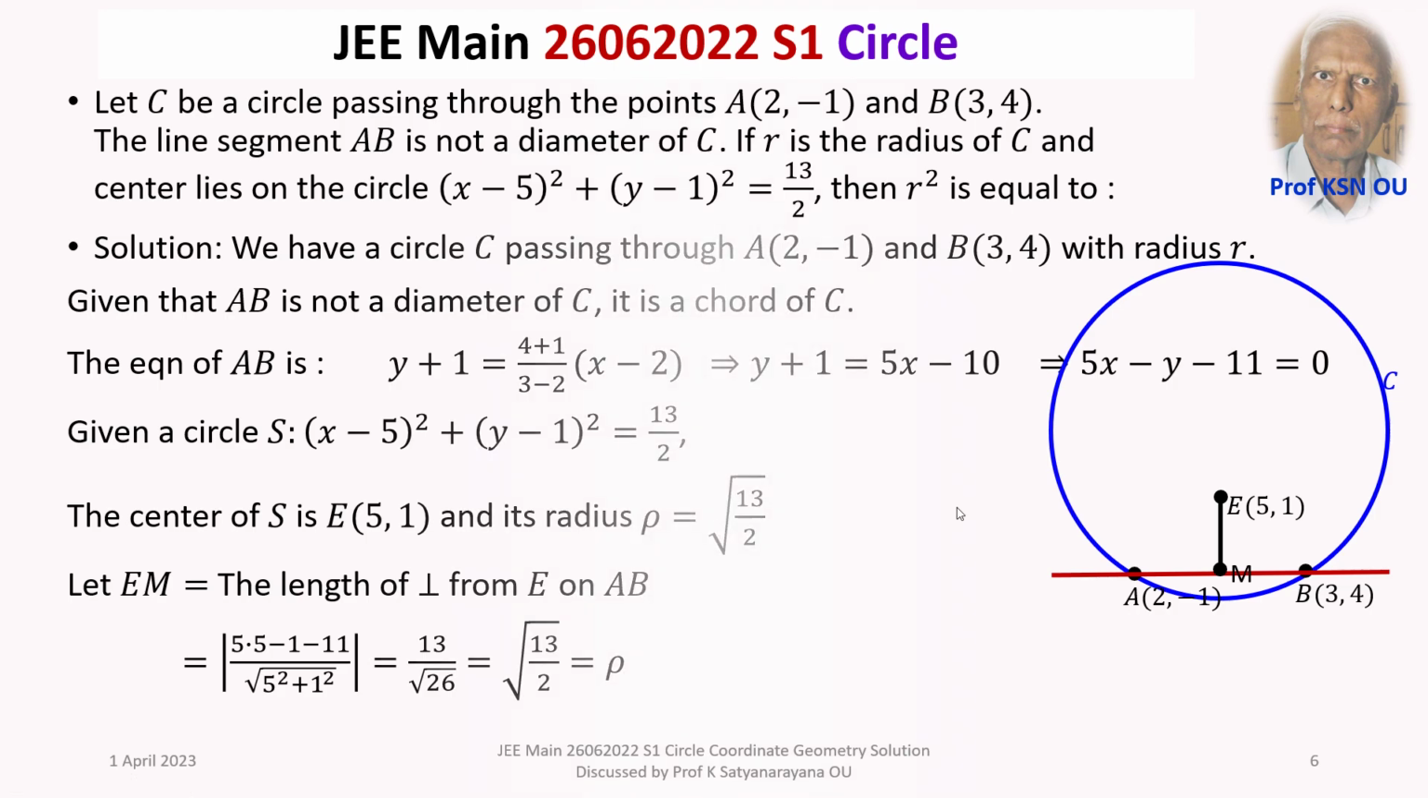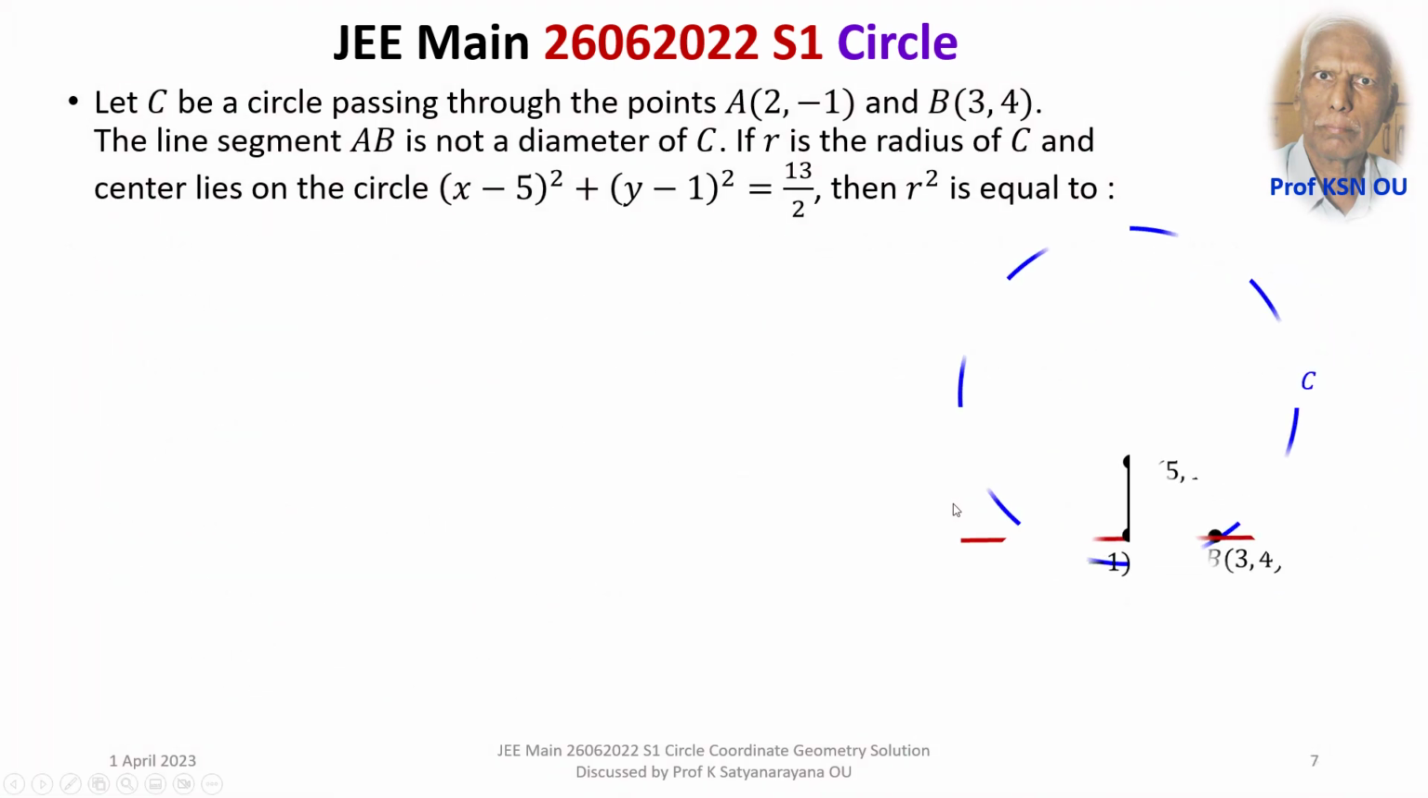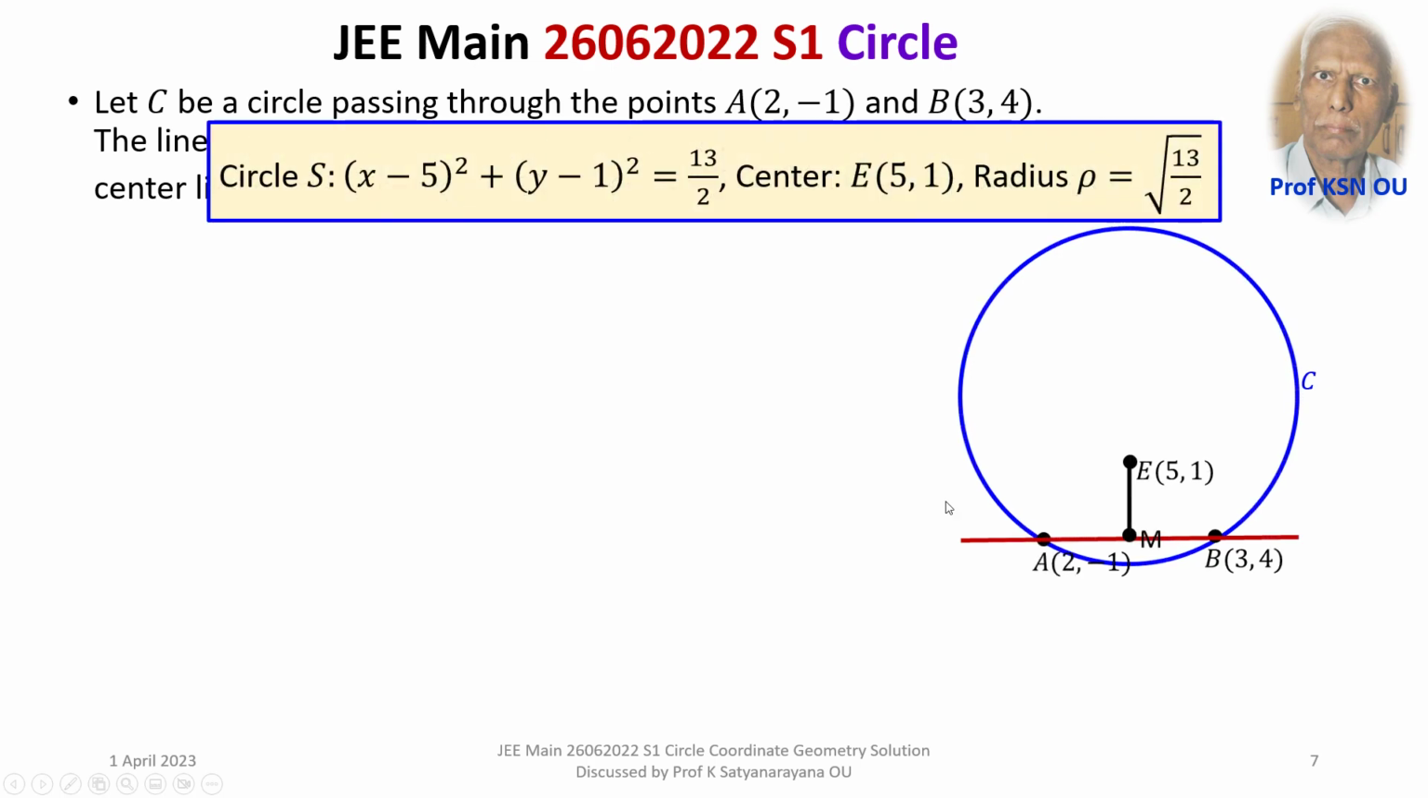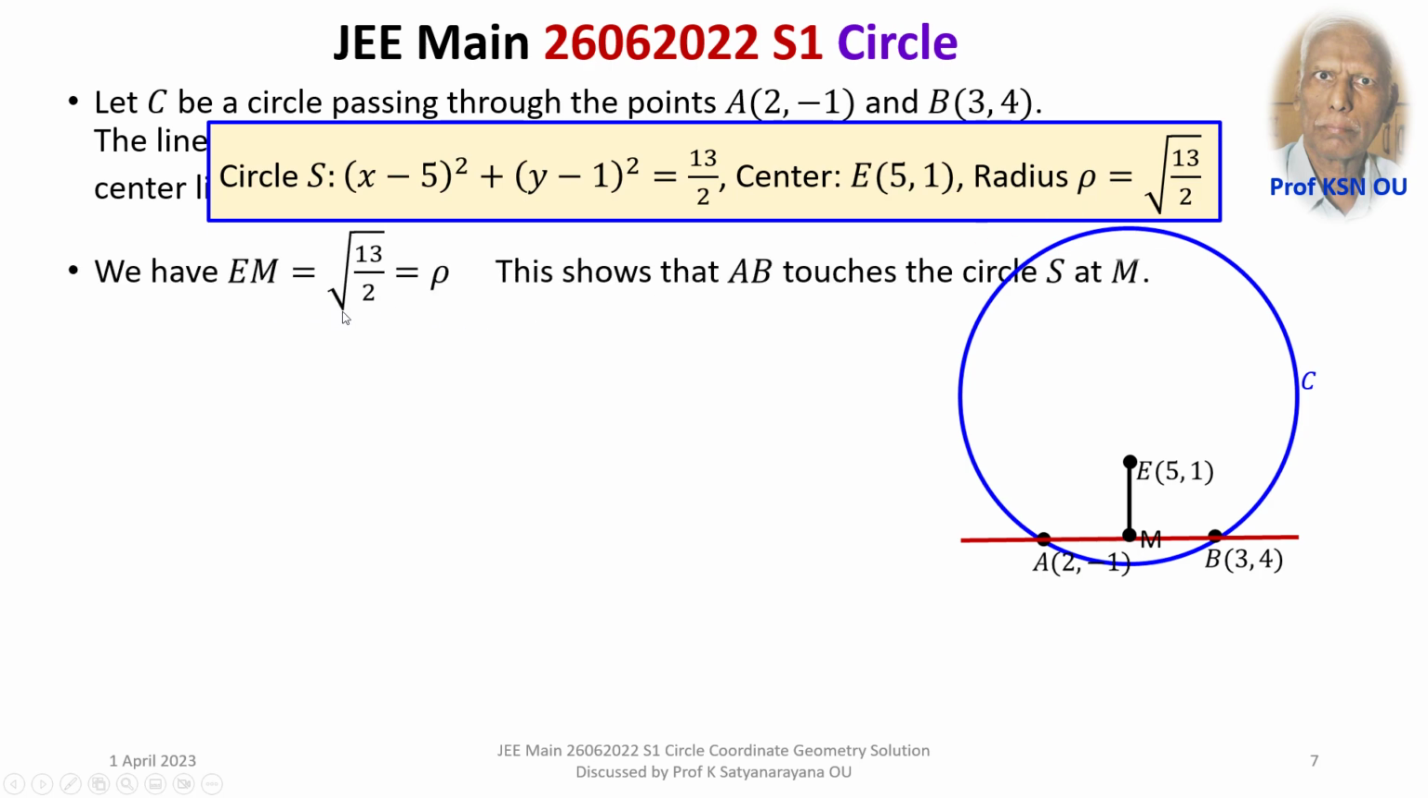Therefore, the circle S, we continue in the next slide, and we have the circle S. It's a center, it's a radius. So we have EM is equal to the square root of 13 by 2, that's equal to rho. So this shows this AB, line segment AB, touches the circle S at M.